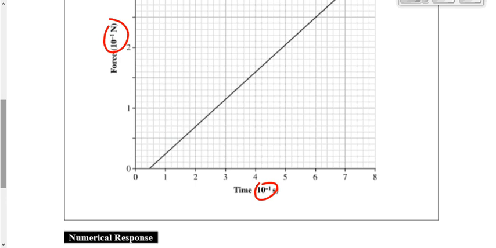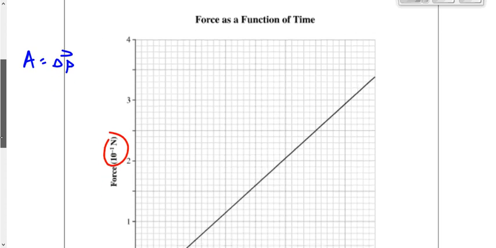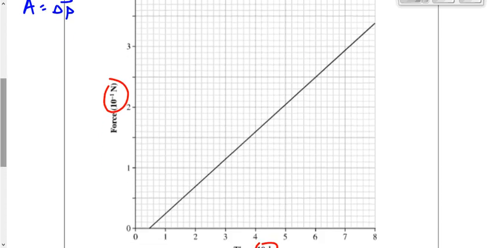Based on the graph above, if the low-friction cart starts from rest, in other words, v initial is equal to 0, the final speed of the laboratory cart is what? Well, I don't know. Let's find the impulse. Find the area, which is the impulse. Let's do that first. This is a triangle, so we'll say 1/2 base times height. The base here goes from, what is this? 0.2, 0.4, 0.5? Yes, not from 0, but from 0.5 to 8. So the base would be 7.5 times 10 to the minus 1.